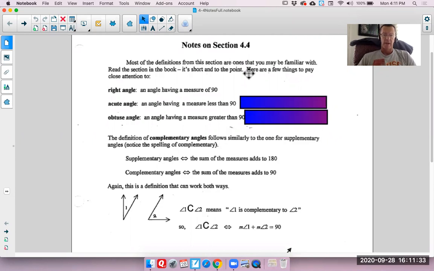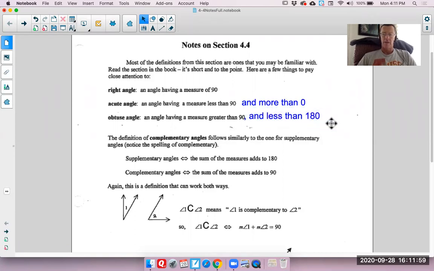We've talked about various types of angles, but we haven't classified them based on their measures. So a right angle, you probably know, is an angle that has a measure of 90 degrees. An acute angle is an angle that has a measure that's less than 90, but there's something else we need to add to that, and more than 0. An obtuse angle is one that is greater than 90 and less than what? 180, right? Easy way to remember acute versus obtuse: it's acute, it's a cute little angle, versus obtuse.